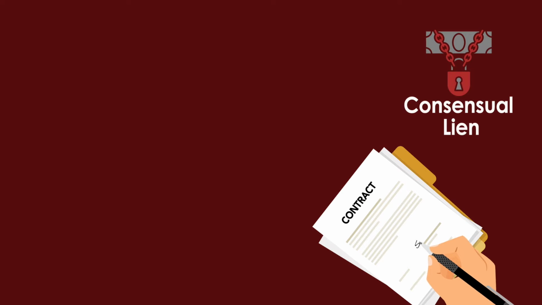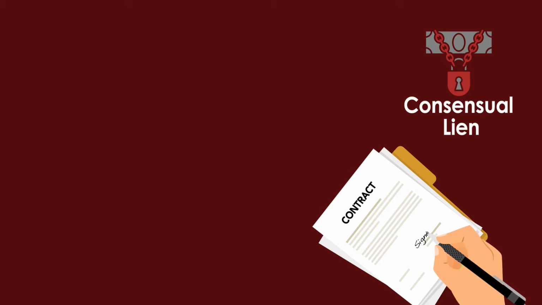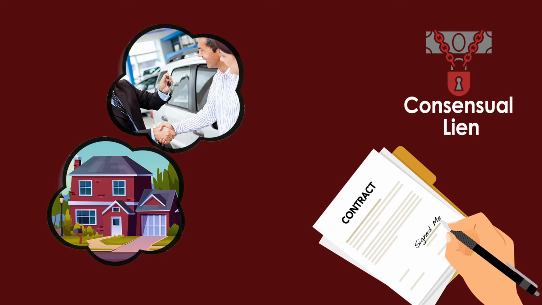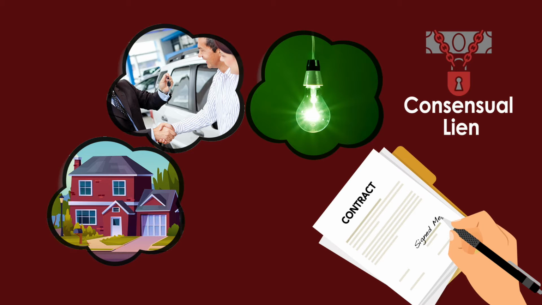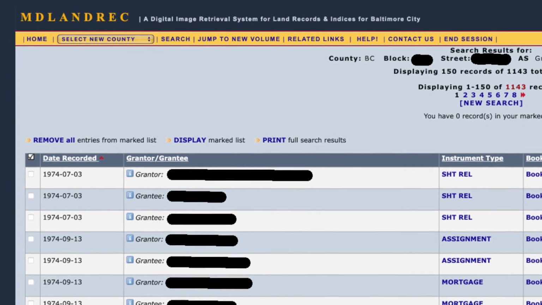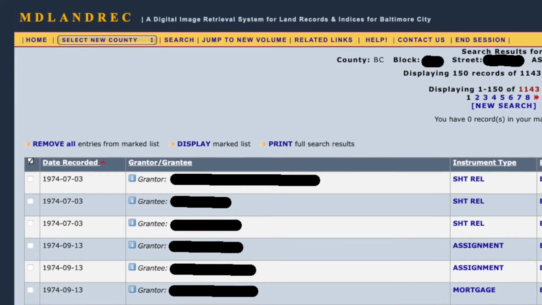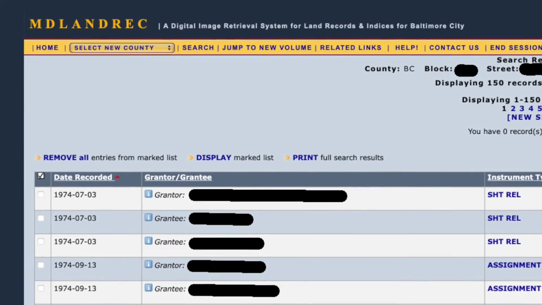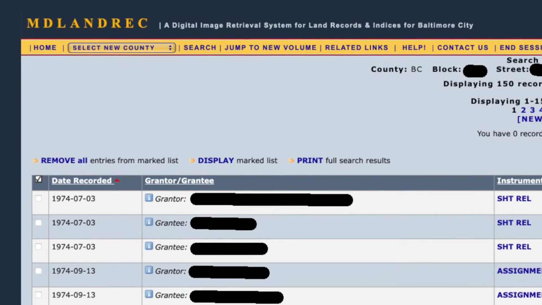Consensual liens are where you've agreed to make the payment, and perhaps the lien has been imposed to make sure the payment is made, such as a mortgage or a car, or the lien is a result of you not having made the payment, such as an HOA or a utility. These liens, if they exist, you will generally find on land records. Luckily, in Maryland, all land records are electronic, so you can go onto the Maryland land records site, it's free of charge, and see if a lien has been recorded against you.